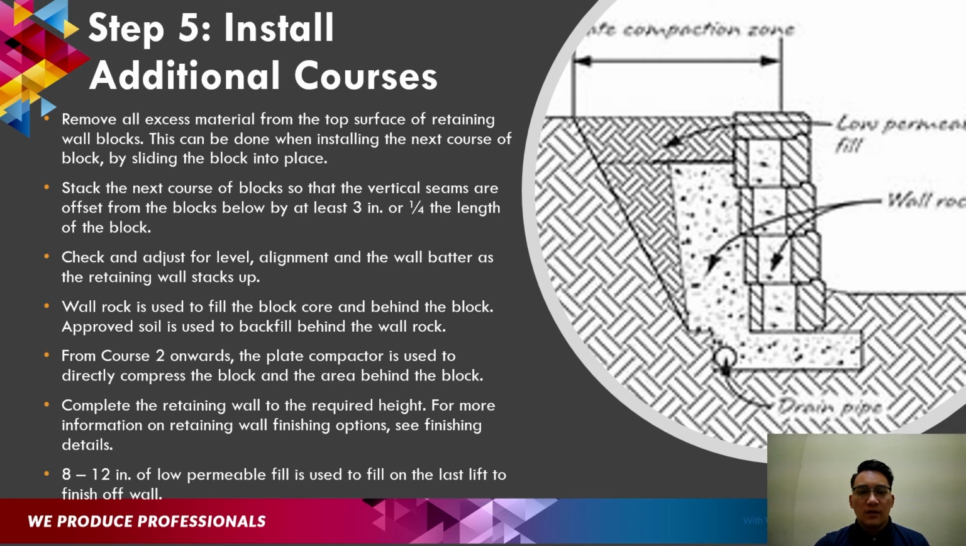For more information on retaining wall finishing options, see finishing details. And finally, 8 to 12 inches of low permeable fill is used to fill the last lift to finish off the wall. That is all for the technique of slope stability.